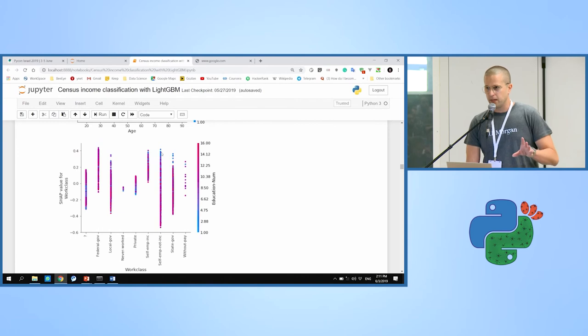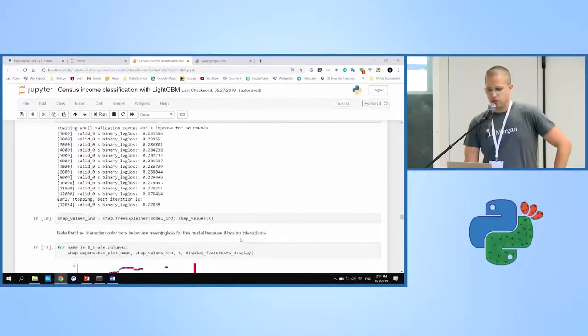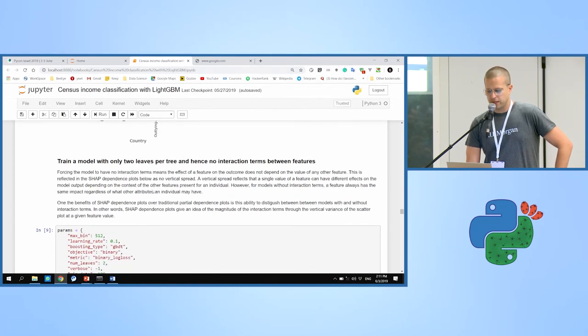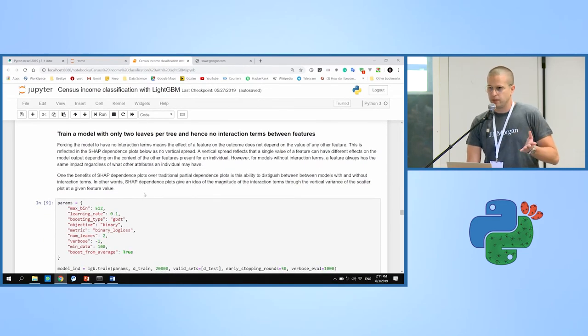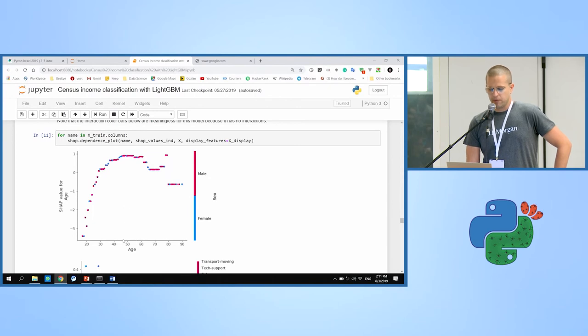By the way, it doesn't mean that the model is correct. It just interprets why the model gave the prediction. So there are other examples. We will not go into them, but one thing that I do want to show before we conclude is that you can restrict the model to have no dependency between different features if you limit the number of leaves for each tree. And in that case, the dependency graph changes a lot. So the same graph that we saw before, age, now we have no vertical lines here. So if you're age 40, you have just one SHAP value because there are no dependencies.